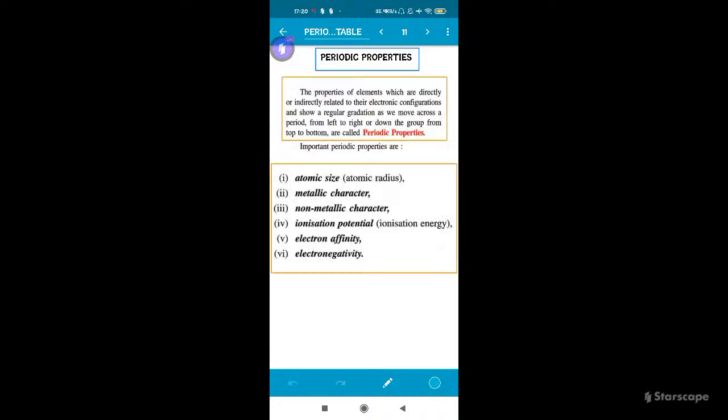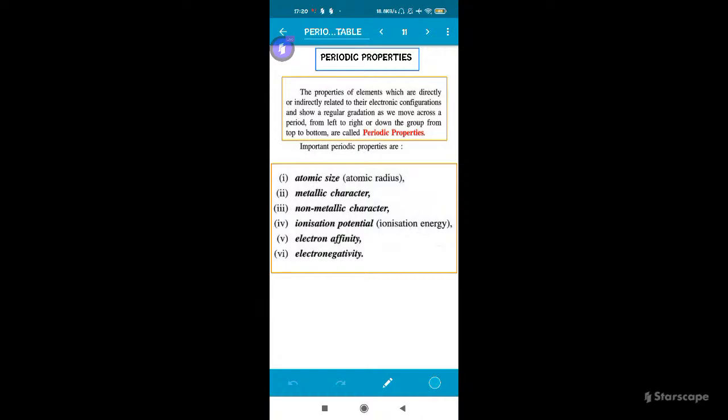So these are the questions, and now let's move on to the next part of the chapter. Yesterday we have seen what are periodic properties and what is periodicity. Let me just quickly recapitulate it. The properties of elements which gradually change but they also become equal to one another due to their electronic configuration or basically due to the number of valence electrons.